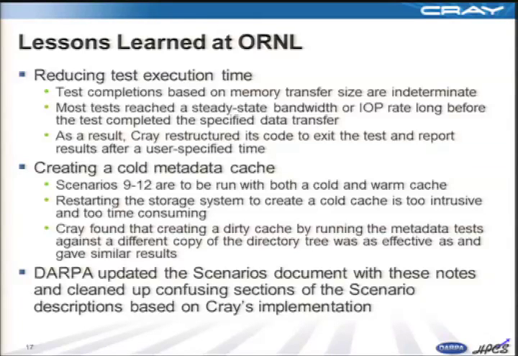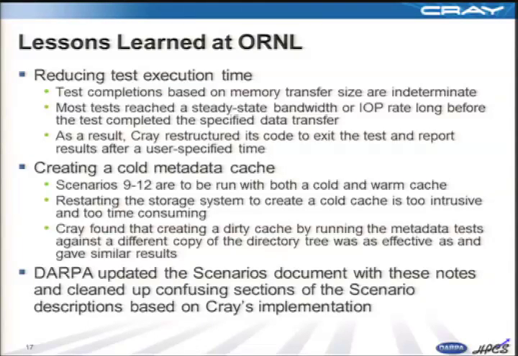The next thing was creating a cold cache for the metadata test. The way the tests were described, they wanted you to restart the whole file system. Well, on something like Jaguar, you can't restart the whole file system. You've got to restart the whole machine. It just doesn't make good use of your time, and it's definitely not a good use of the resource. What we found was that if we made multiple copies of the directory trees, then for each of the different test cycles we wanted to run, every time you went to a new directory tree, it was a totally clean cache. There was no reference to that structure in memory anywhere, and it acted quite similar to a cold cache.